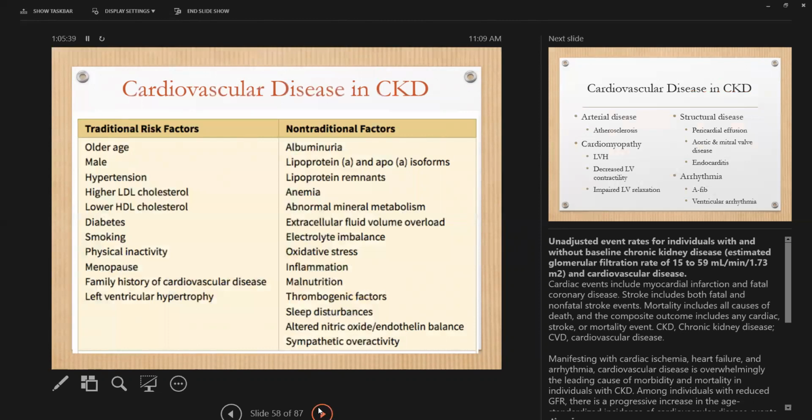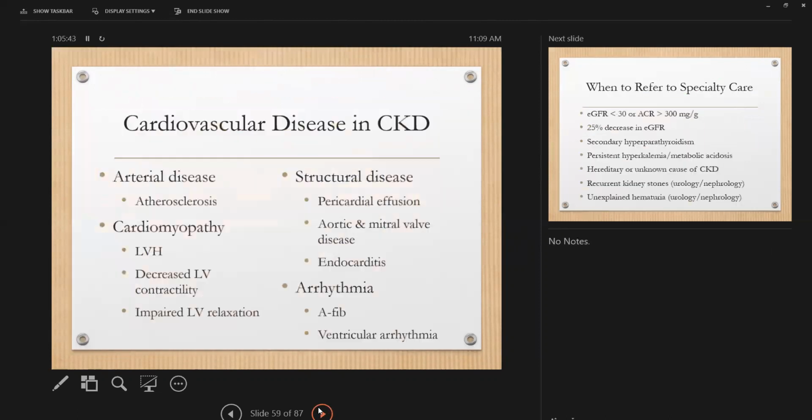Cardiovascular disease, risk factors versus non-traditional risk factors. I think we've covered that. This is just going into explaining the relationship of cardiovascular disease and chronic kidney disease. And when you look at these, this makes sense on why they'd be there. Your biggest one is going to be your atherosclerosis. That's your big one right there.